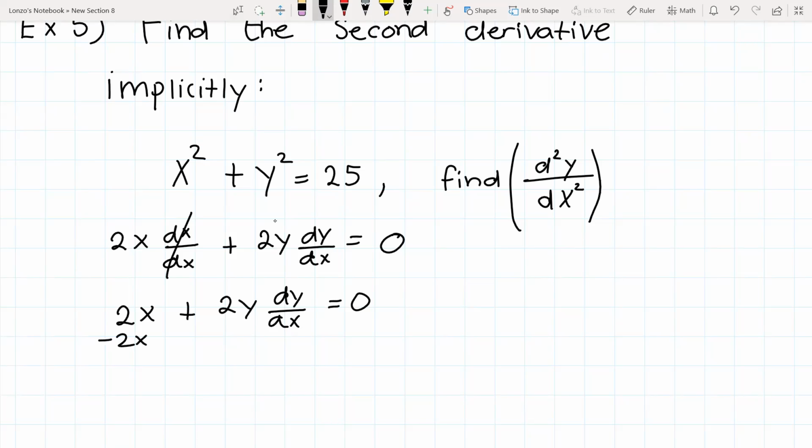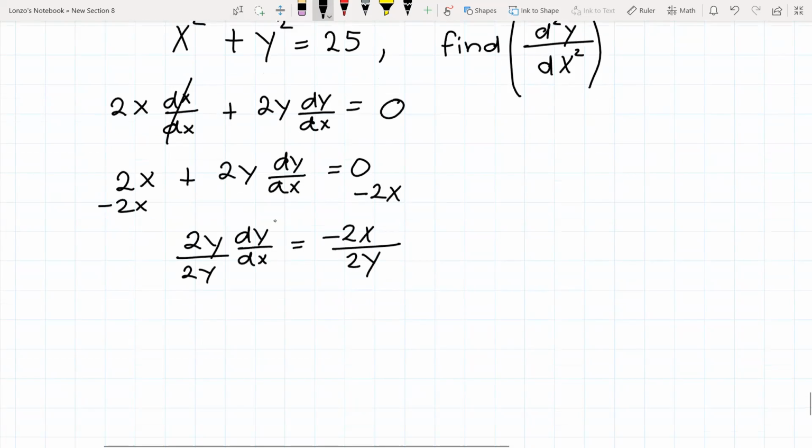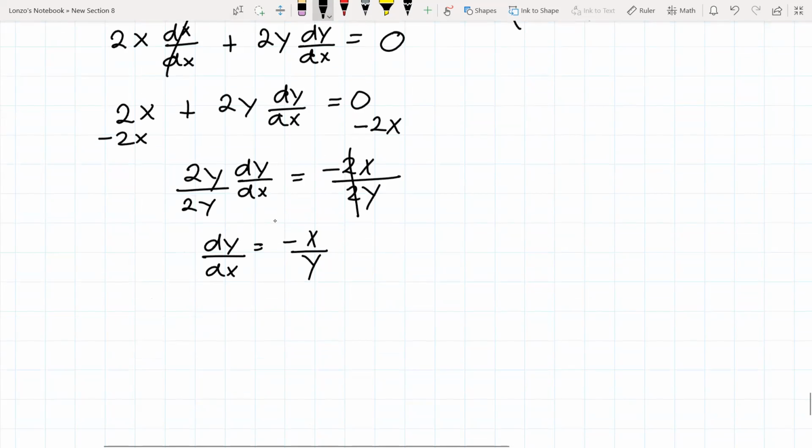Subtract 2x. We get 2y dy over dx equal to negative 2x. Divide this by 2y, and I get dy over dx, and the 2's cancel, you're left with negative x over y. And what's next? We've got to find the second derivative. So this is our first one. This will come in handy, so I'm going to box it. This is not our answer, but I'm going to box it because we might have to substitute that.